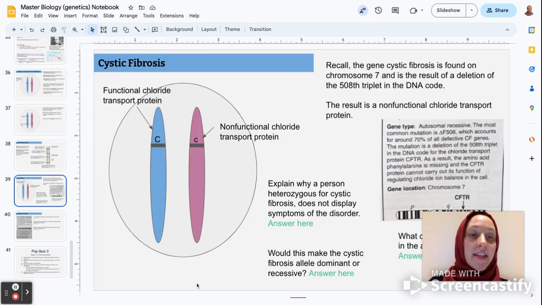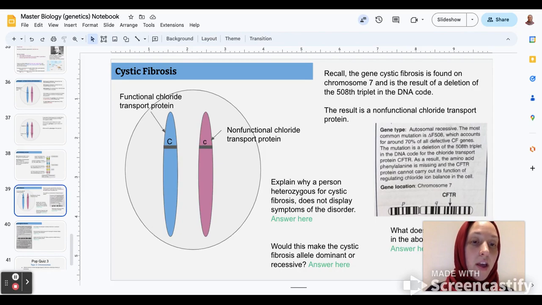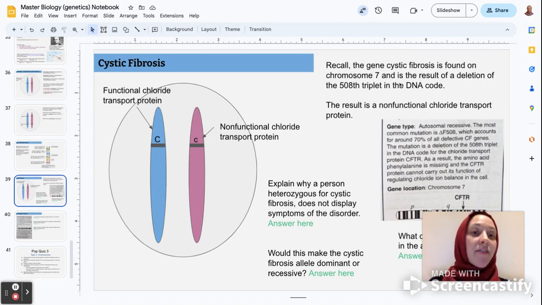And so now let's take a look at this in the context of a real disease, cystic fibrosis. Okay. So recall, cystic fibrosis is found on chromosome 7. So we're imagining that these are homologous chromosome 7s. And the result is the deletion of the 508th triplet in the DNA code. The result is a non-functional chloride transport protein. So this is a recessive characteristic, the non-functional chloride transport protein, and then the dominant would be the functional chloride transport protein.